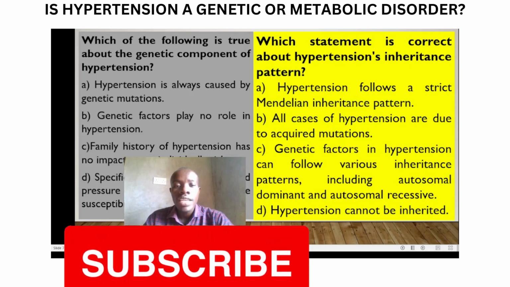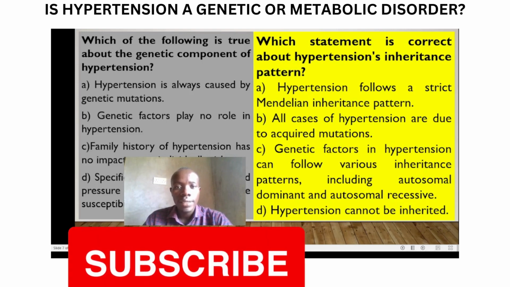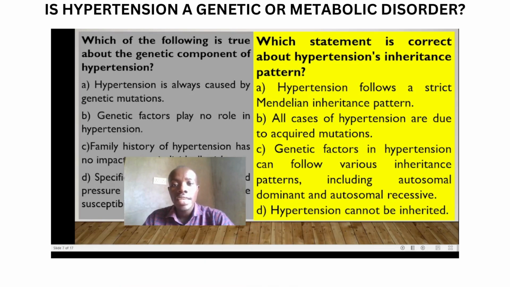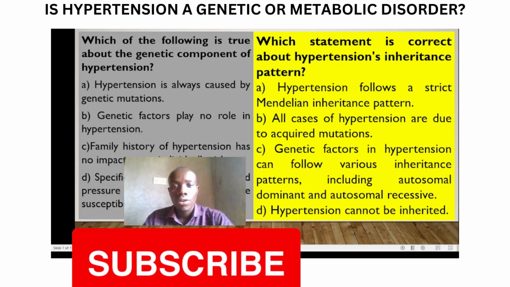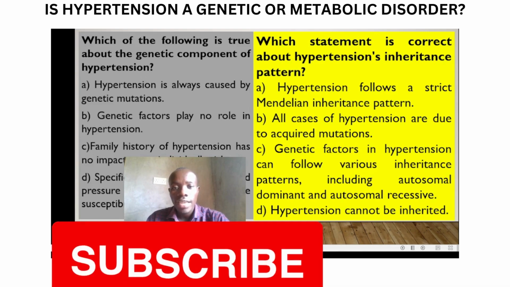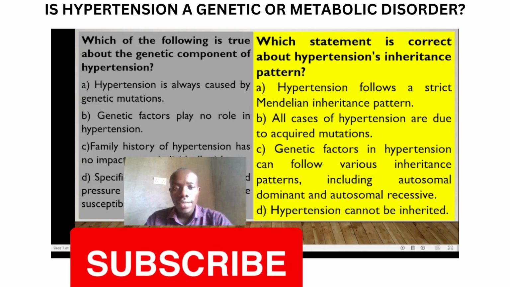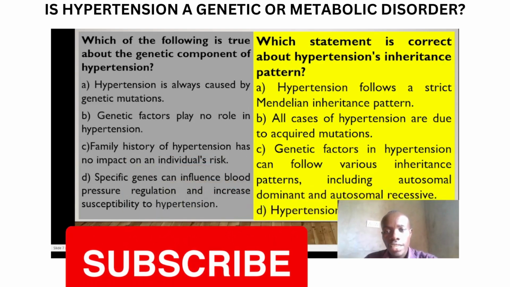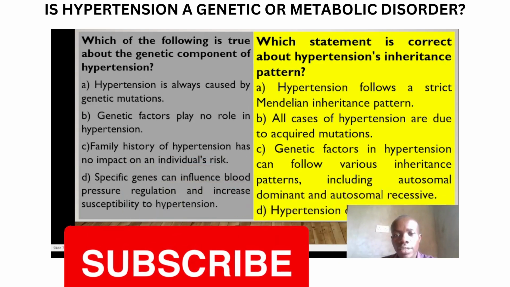Hypertension cannot be inherited. We have said, guys, genetic factors in hypertension can follow various inheritance patterns, and therefore we have autosomal dominant, autosomal recessive, the X-linked. Okay, guys. So those are the various patterns in which hypertension occurs, especially in the genetic aspect.